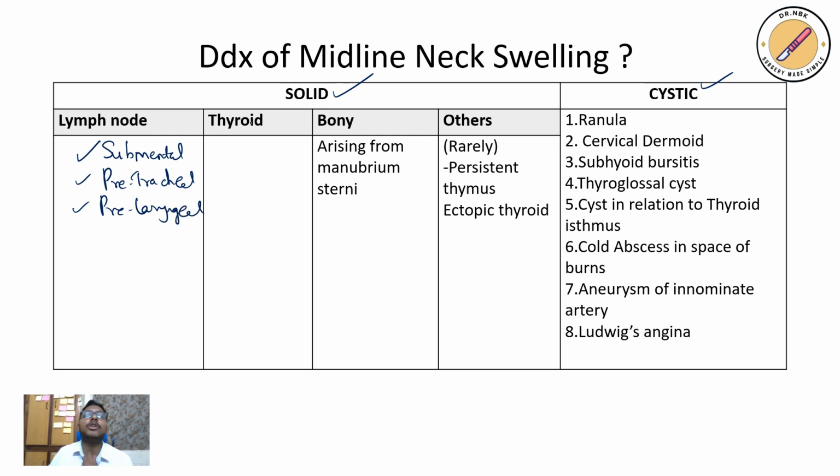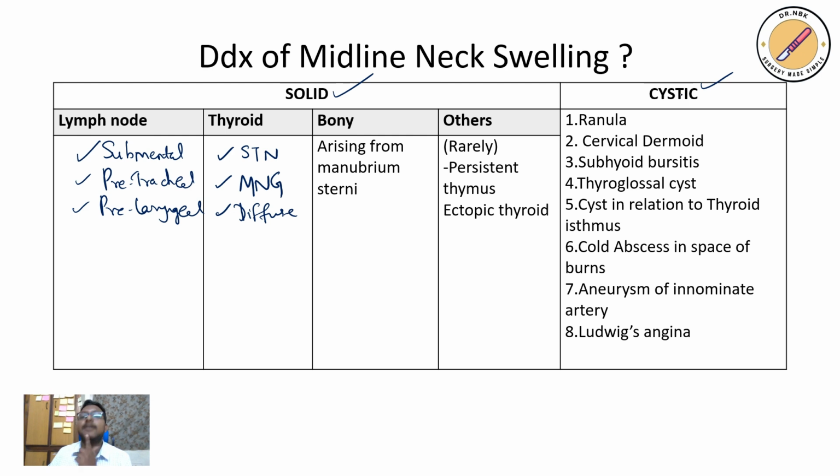Now, coming to the thyroid gland per se, you have either a solitary thyroid nodule, then multinodular goiter, another one is diffuse goiter. Very rarely, you have swellings which arise from the bone, like bony tumors arising from the manubrium sterni or even the hyoid bone. Others are persistent thymus or ectopic thyroid gland, rare again.